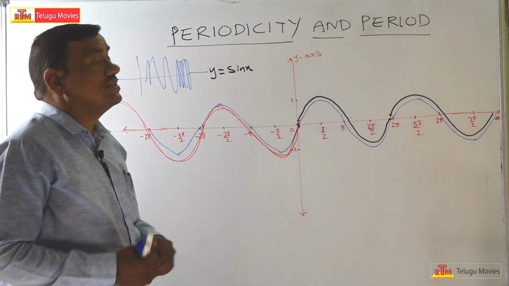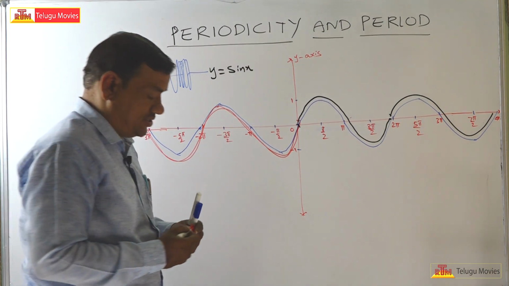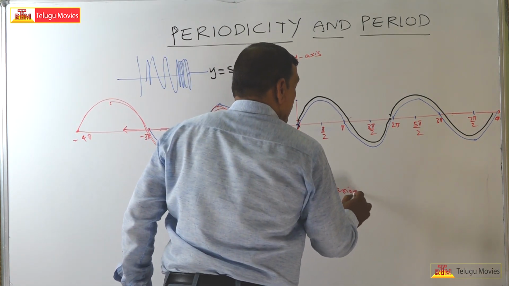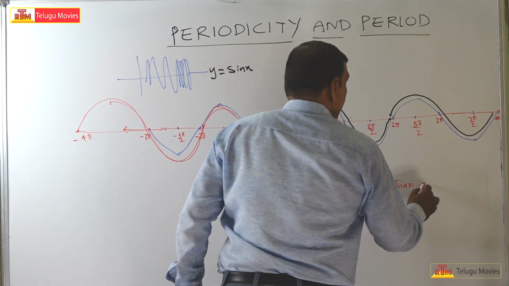So that is called the period of this function, the sine function. Therefore the period of y is equal to sin x graph is 2 pi.